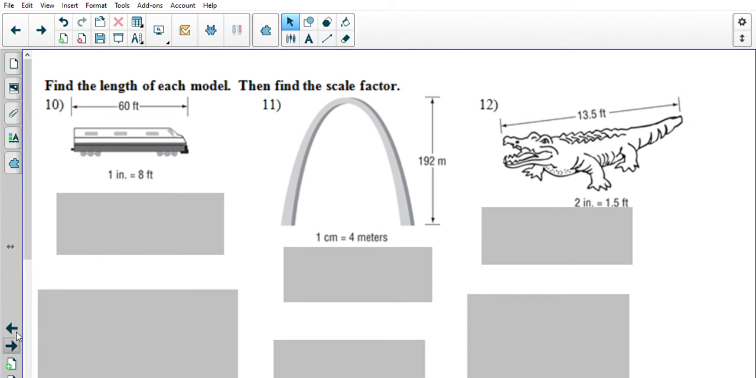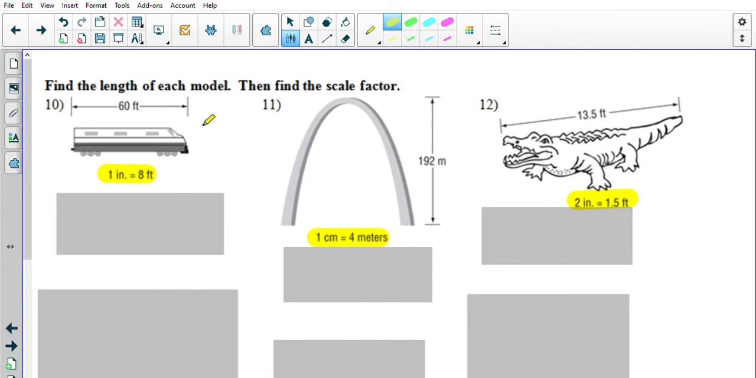All right, so our next set of questions really could have gone in our last unit, could have gone here with scale factor. In fact, pre-algebra sees it in the same unit as proportions, because I think the best way to do these problems or approach them is basically to use proportions to find our solution. So it says find the length of each model, then find the scale factor. So we're given a scale on each of these. Oftentimes the scale is given somewhere on that model itself. I'll highlight each of those scales in yellow.